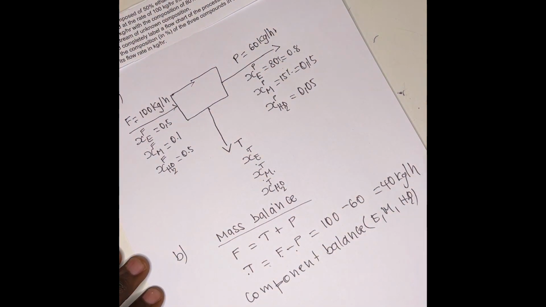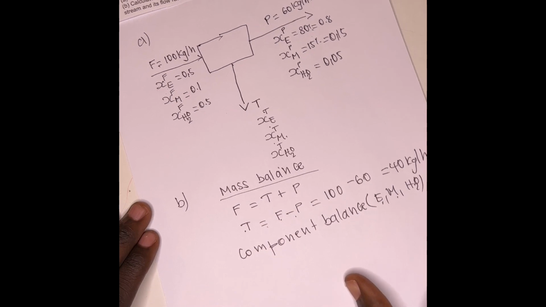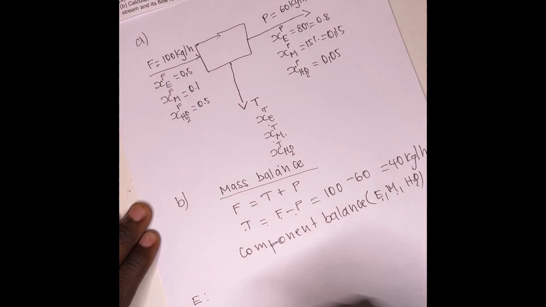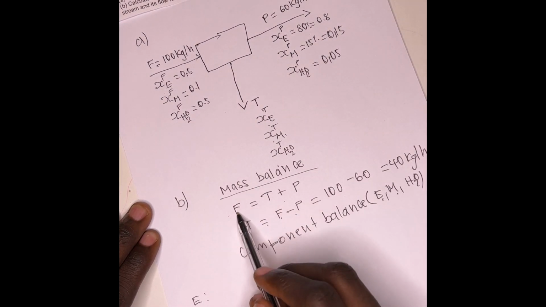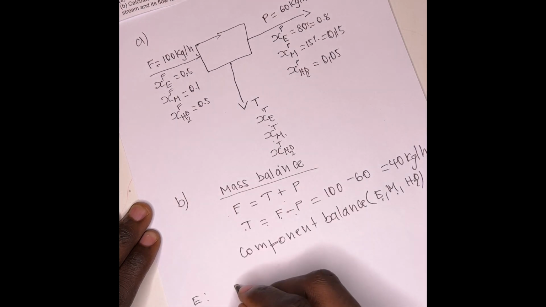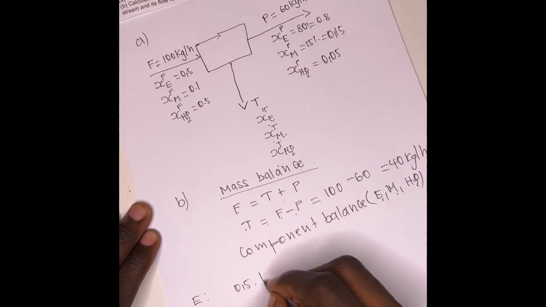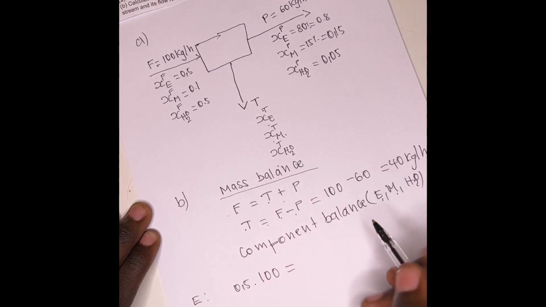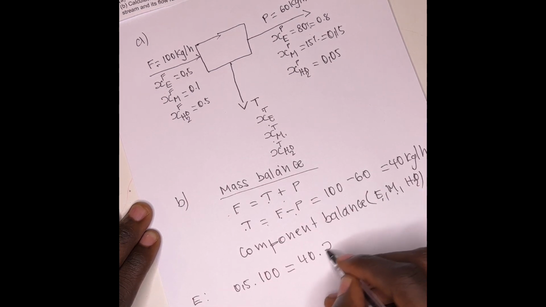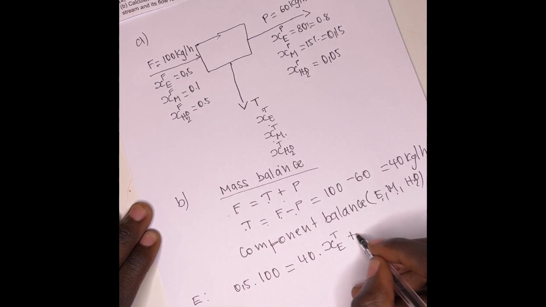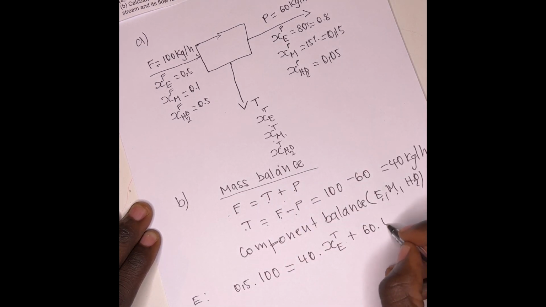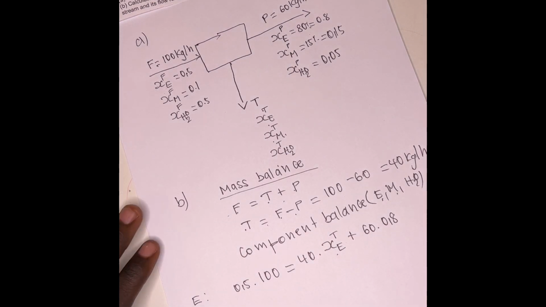Ethanol, methanol, and water. But I will choose to start with ethanol. We already know the formula, this is the main formula. So F, what is F? In the feed we have 0.5 times 100, equal to T, we know T is already 40, times X of ethanol in T, plus product, we know product is 60, times what is the fraction of ethanol there? It is 0.8. So from here we can solve for that.